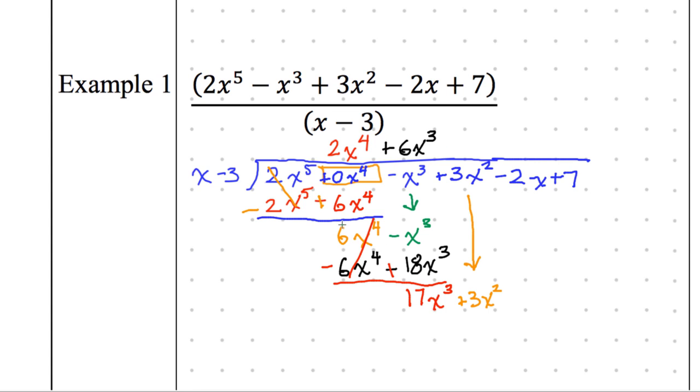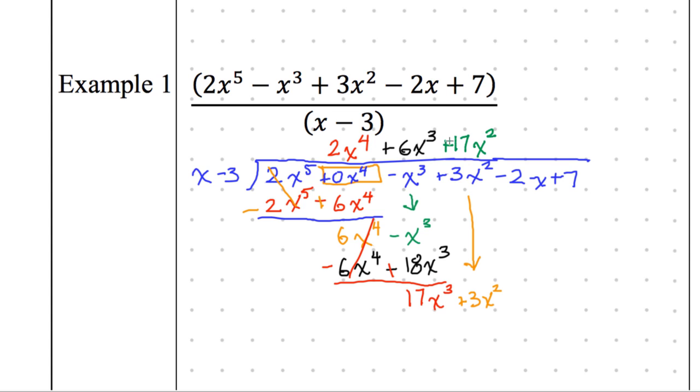Notice that when we were trying to figure out how many times we went into 6x to the power of 4, we went 6x to the power of something. So if I'm trying to go into 17x to the power of something, what do you think your coefficient is going to be? It is going to be 17x, it is x to the second. Yeah, you got it. Perfect.